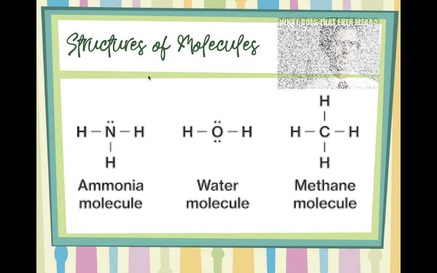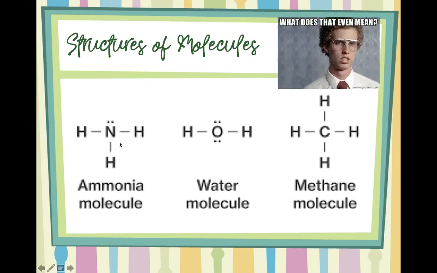So just to clarify, what we're talking about is this. This is a structure. These are different structures: methane, water, ammonia. What's with the dots and the lines? How come this one doesn't have any dots? What's going on? So the idea is, what does this even mean? That's our focus for today.